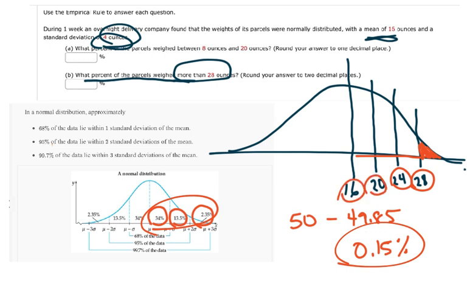But the problem is, what if I would have said what percent of the parcels weigh more than 26 ounces? Or, they come between 15 and 18. Well, notice none of those numbers are right here when I add and subtract. They're not divisible by 4. So that's when we like to use the z-scores, okay?